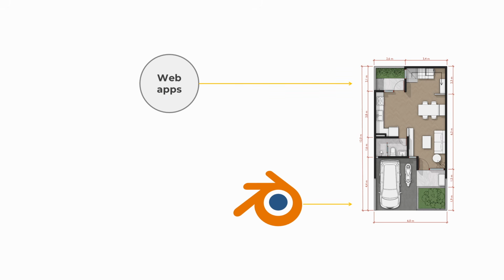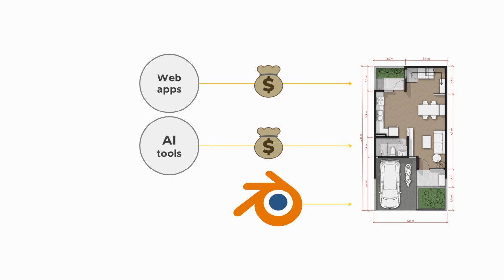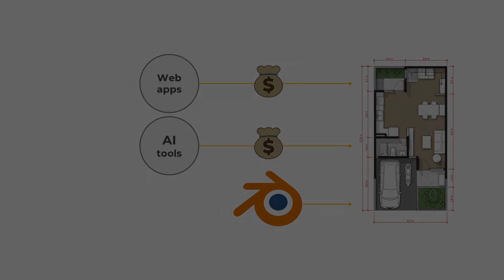I know that some web apps can help you create floor plans, and they offer free tiers or versions. But most likely, you will end up paying a lot of money as the free tiers are so limited in features or furniture library. You may rely on different AI tools to generate floor plans, but those also can cost you a lot of money as you need to purchase credits to be able to use them.